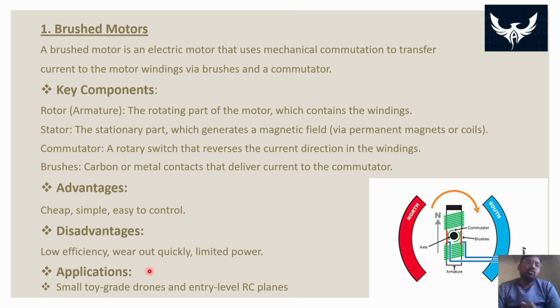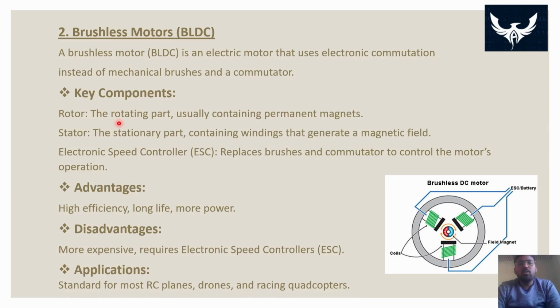What are the applications of brushed motors? We use brushed motors in small toy-grade drones and entry-level RC planes. Now, see what a brushless motor is. We call it BLDC in short form. A brushless motor is an electric motor that uses electronic commutation instead of mechanical brushes and commutator. So in a brushless motor, we don't have brushes and we don't have a commutator. Here we use electronic commutation.